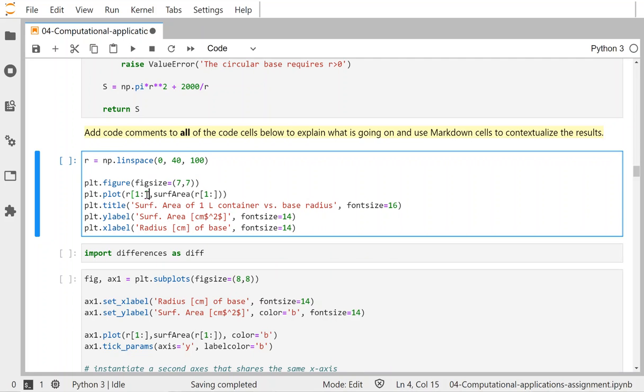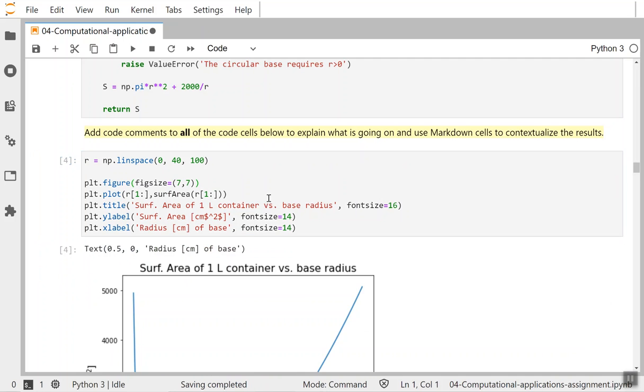Now, notice I use some index slicing, where I start at 1 here and then go to the end, and I start at 1 here. Then I plot the surface area for 1 to the end as well. So now if we plot this formula, here's what we see.